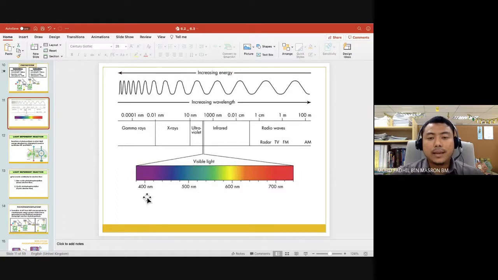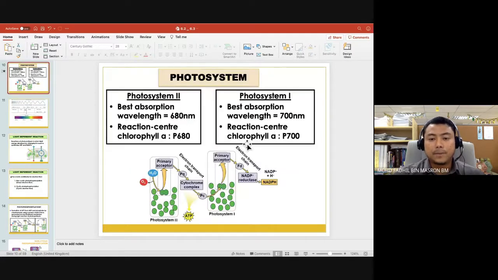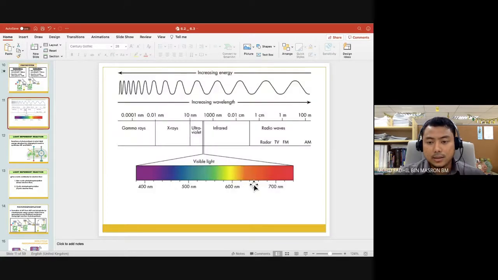Okay, as I promised earlier, look at this wavelength of visible light. Visible light wavelength starts from 300-something until perhaps 800 here. After 700 is 800 over here. So the one that I mentioned just now, 700 nanometer, at this wavelength, is best absorbed by photosystem 1. So photosystem 2 will be best absorbing light at around here.